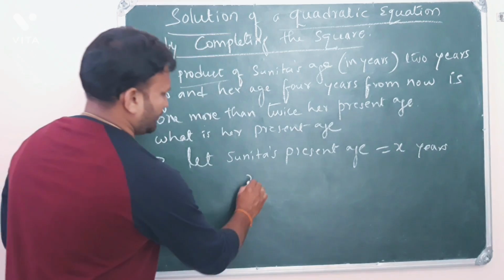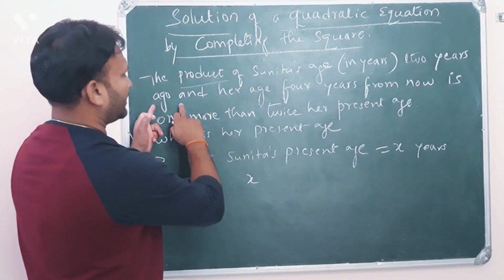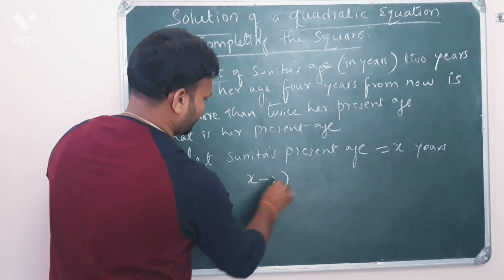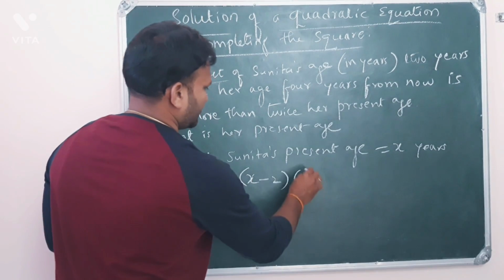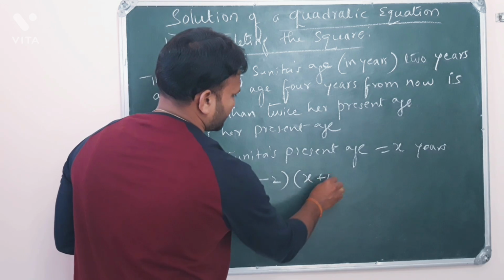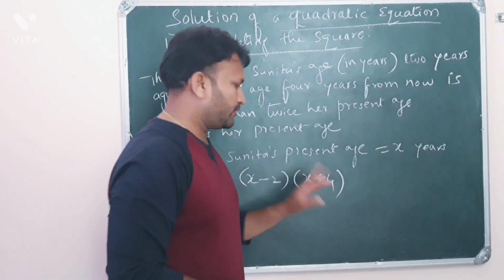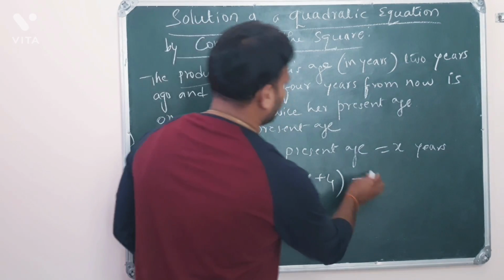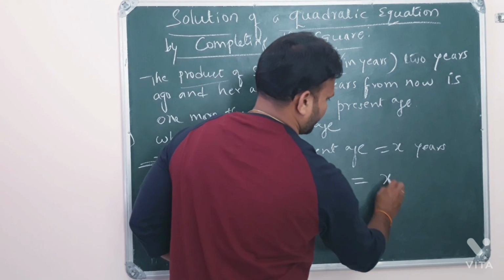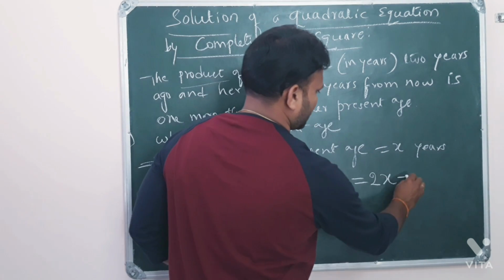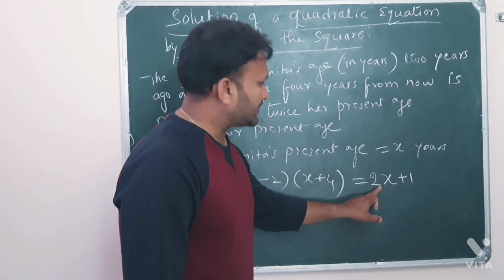Then the product of Sunita's age 2 years ago, 2 years ago means x minus 2, and her age 4 years from now, 4 years from now means we add 4 years to the present age, x plus 4, is one more than twice her present age. Present age we have taken x, so twice is 2x, and one more is 2x plus 1.